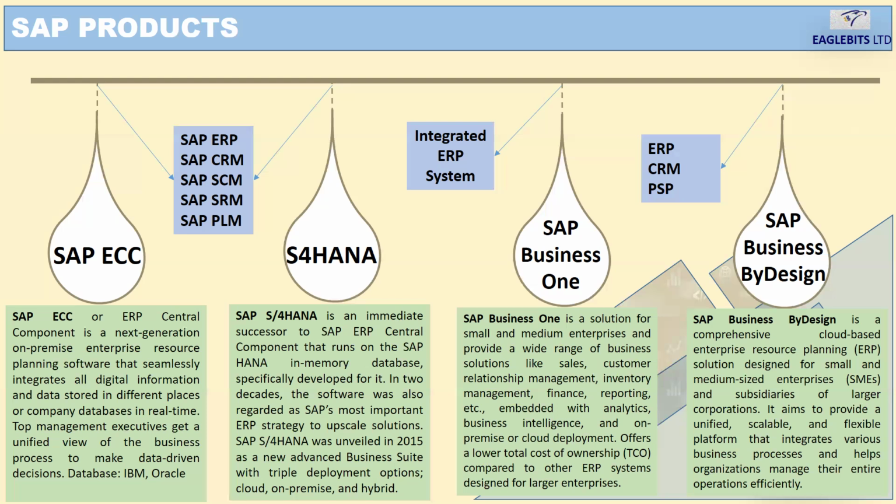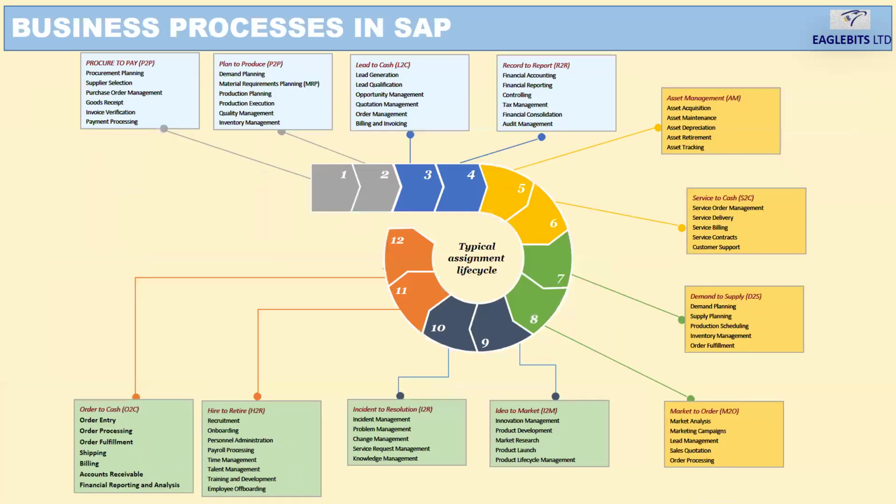SAP Business by Design is a comprehensive cloud-based enterprise resource planning software designed for small and medium-scale enterprises as well. It aims to provide a unified, scalable, and flexible platform that integrates various business processes and helps organizations manage their entire operations efficiently. So basically, that's just some of the products of SAP.